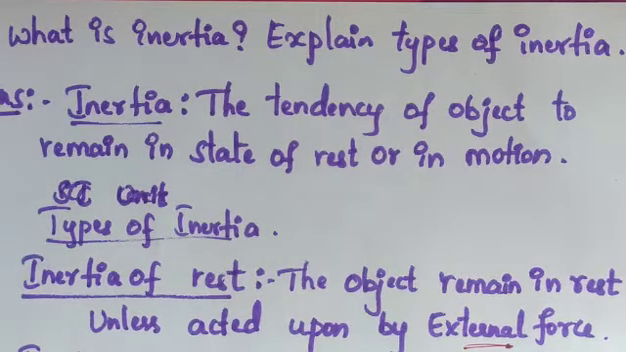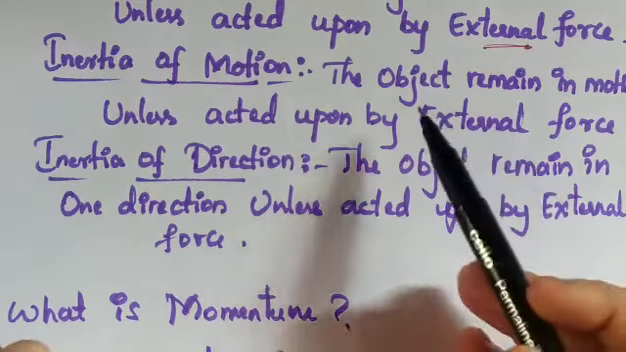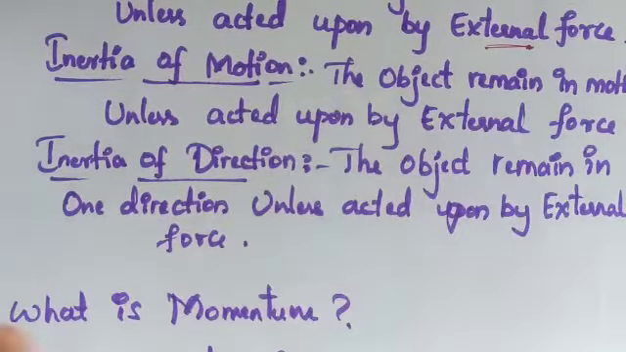Without applying an external force, it does not change its position. Similarly, the next one is inertia of motion. For example, say that is a bus. The bus remains in its motion unless a brake is applied. If the brake is applied, the object remains in motion unless acted upon by an external force. When the brake is applied, the motion changes into the rest position. That is called inertia of motion.